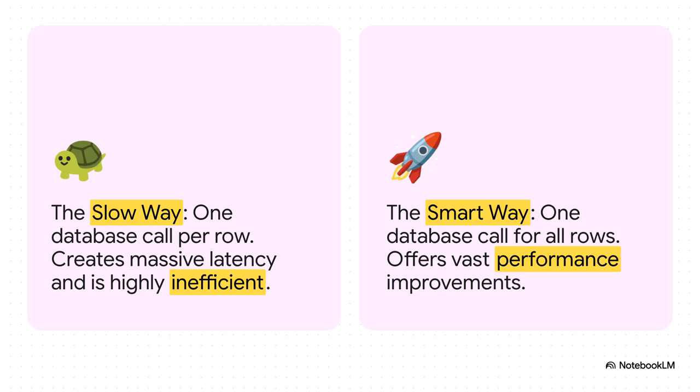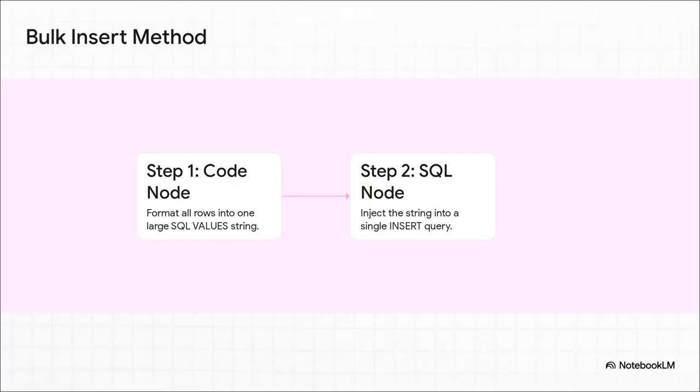The smart way, the high-performance way, is to bundle all of those rows into a single large query and make just one database call for everything. The performance difference here isn't just small, it's night and day. And here's the two-step magic trick to pull this off. First, you use a code node. In there, a little bit of JavaScript loops through your data and formats it into one giant SQL values string. Then you just pass that single string into an SQL node using the execute query operation. One query, one network call, all your data inserted. It's unbelievably fast and efficient.